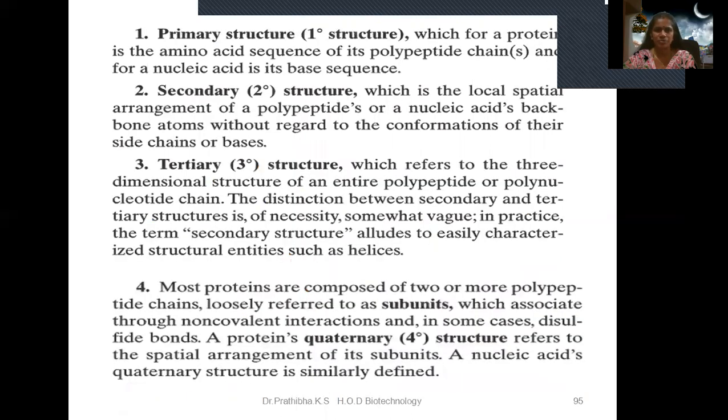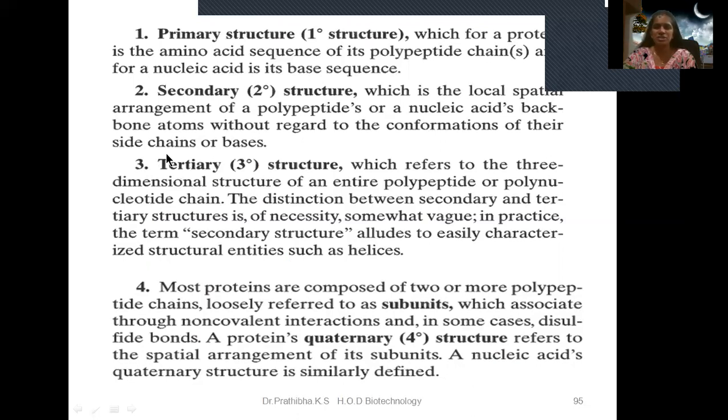Now let us go through the summary of structure. Primary structure, which for a protein is the amino acid sequence of its polypeptide chains, and for a nucleic acid is its base sequence. Why base sequence? Because the bases are interconnected with each other. What kind of codons are present, according to that, the respective amino acid sequence can be observed. Then secondary structure, which is the local spatial arrangement of a polypeptide's or nucleic acid's backbone atoms without regard to the conformations of their side chains or bases.